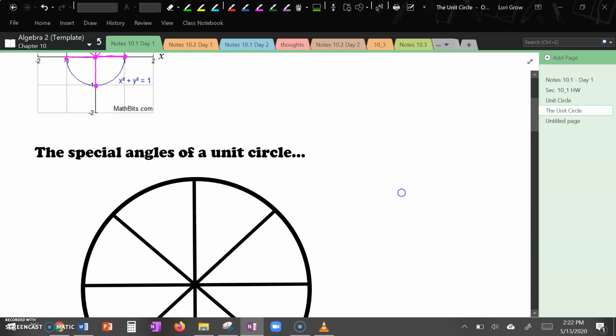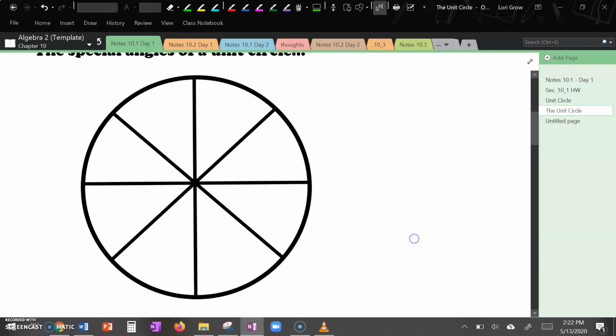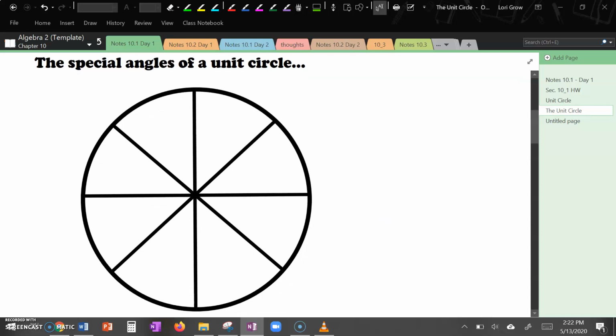Okay, so first off, what we need to do is find the special angles of the unit circle. Keep in mind, you've already done a little bit of work with angles. You know that there are two types of angle measurements. You can measure angles in degrees, and you can also measure angles in radians. Degrees are something that we're a little bit more comfortable with because we've used them more in our past, so we'll start with the degrees.